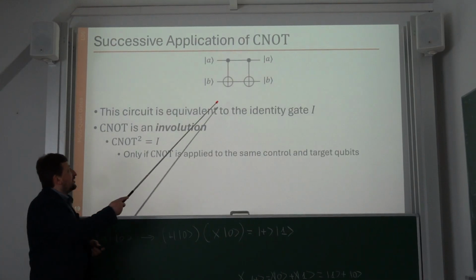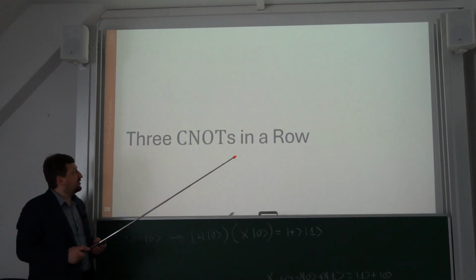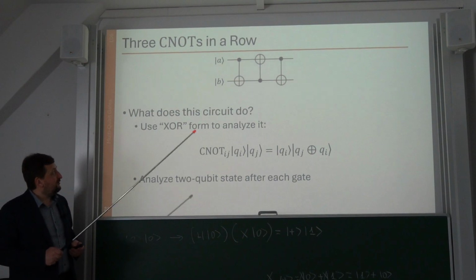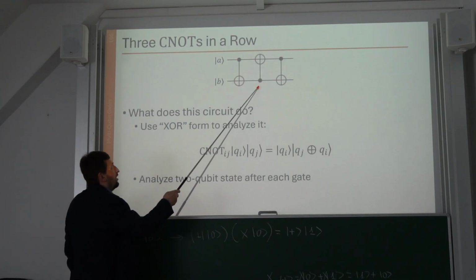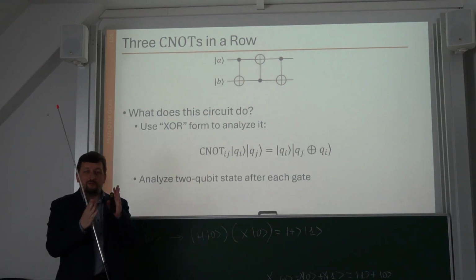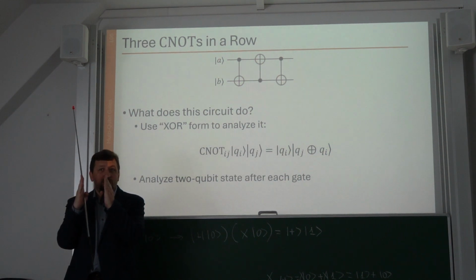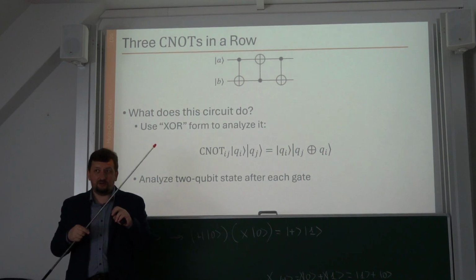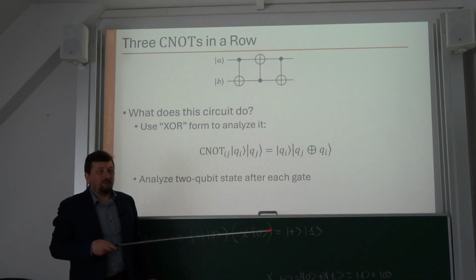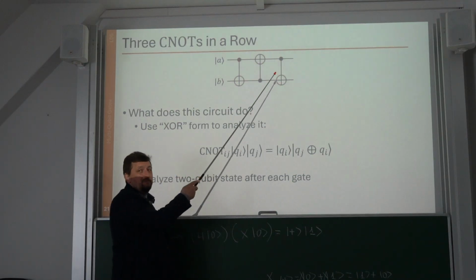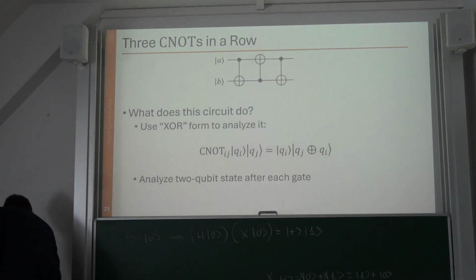Okay, so this is what happens when we have 2 CNOTs in a row. What happens when we have 3 CNOTs in a row? When we have 3 CNOTs, the only way we can arrange them is like this. One goes down, up, down. Because if 2 CNOTs stay in the same direction, we can say this is an identity gate and we can remove them from our circuit. So if I want to put 3 CNOTs in a row, the only non-trivial configuration is like this.